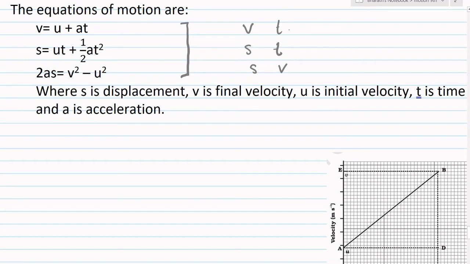I'll read it out for you once. V equals U plus AT, S equals UT plus half AT square, 2AS equals V square minus U square. As you should know, S is displacement, V is final velocity, U is initial velocity, T is time, and A is acceleration. There'll be a lot of questions which will be just based on these formulas. You just have to put the values and get the answer.